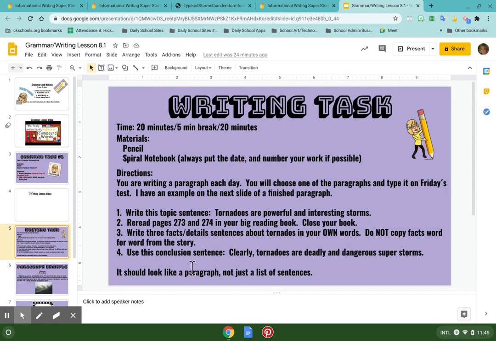Then I want you to use this conclusion sentence. Clearly, tornadoes are deadly and dangerous superstorms. All right? So you're going to write this topic sentence, you are going to write your 3 details and facts, and then you're going to write a conclusion. And then you make this a paragraph in your writer's journal. See if you can do it today, all right? And then tomorrow, I'm going to do one on tornadoes, and you can see how close you were to mine, all right? And this is a way to write.